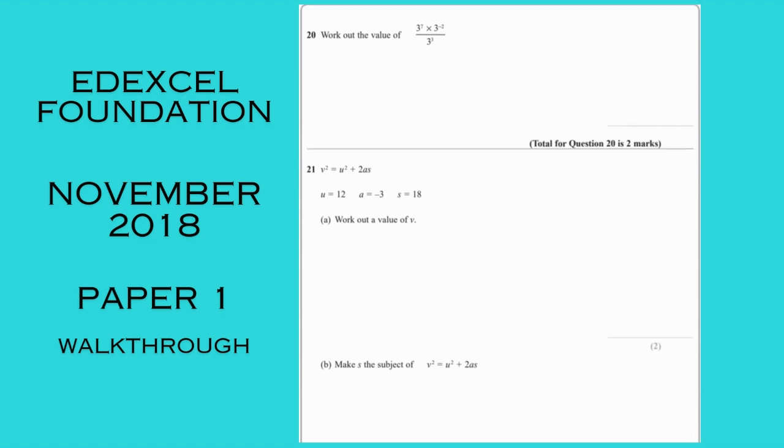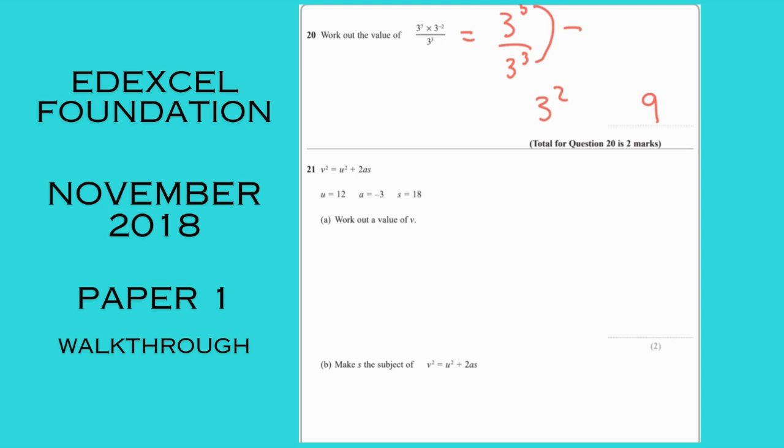Number 20. Whenever you've got a fraction like that, work out the top and the bottom separately. So on the top it's multiply, so you add the powers. 7 added to negative 3 is 5. Now you've got over. Over means divide, that means subtract the powers. We have 3 squared, 3 times 3, in other words 9, for the final answer.